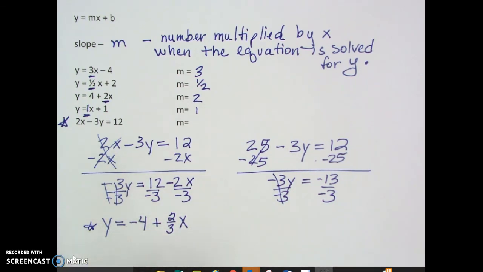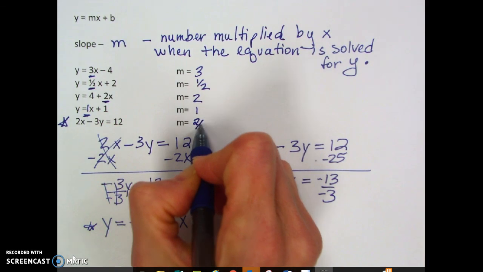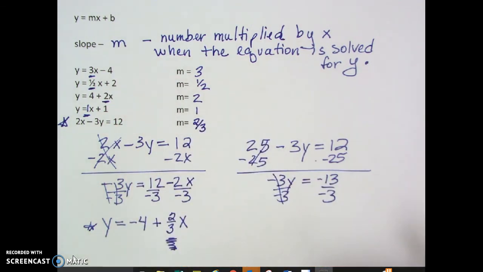So what is my slope? 2/3, the number that is multiplied times the x. So my slope on this last one was 2/3, but I had to do a little bit of work to get to that.